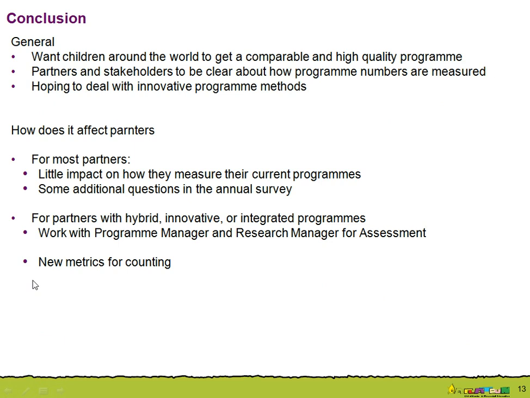So in conclusion, we want children around the world to get comparable and high-quality programs. So we need to know that these programs that are being delivered with flexibility across 103 countries are indeed similar enough and are indeed social financial education, and that the children are indeed learning. Secondly, we need to be clear and transparent with partners and stakeholders about how program numbers are measured, reached, and reported. And we hope to deal with innovative program methods and retain our flexibility as a key strength.